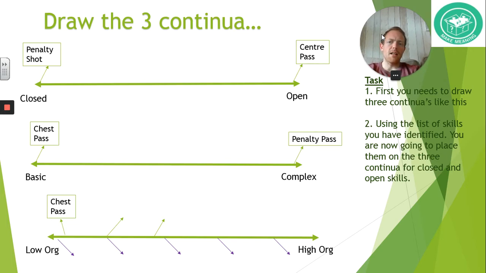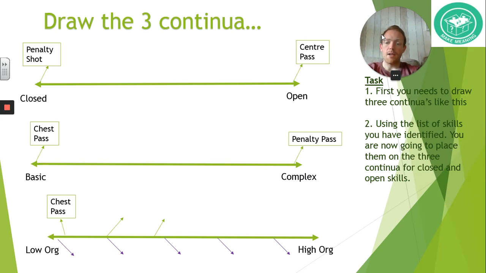If you believe they pretty much all end up at one end of the continuum, then that's fine. You don't have to spread them out. You can put them all together if you'd like. It's up to you. That's not me giving you a hint. That's just saying you can do what you want. And then you're going to do the same for all the skills for all 3. So, for example, you'd put the chest pass on all 3 continua, but they might be at different areas. Sorry, I should have said continua there.